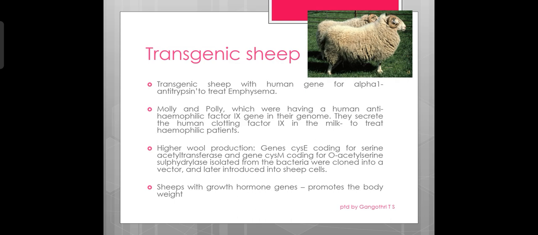Higher wool production. Genes essential for the synthesis of some important amino acids found in keratin proteins of wool have been cloned and introduced into the embryos to produce transgenic sheep. Genes cysE coding for serine acetyltransferase and gene cysM coding for O-acetylserine sulfhydrolase isolated from bacteria were cloned into a vector and later introduced into sheep cells.